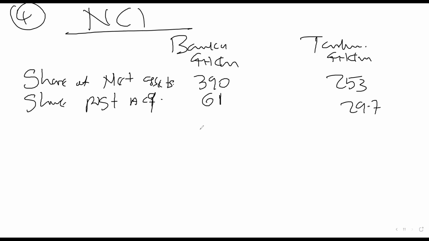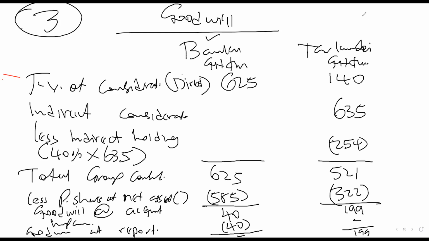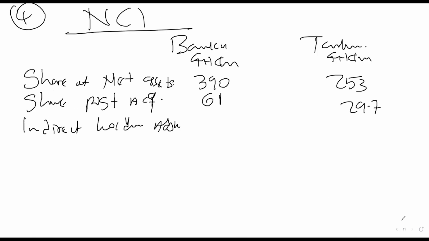Then you bring what you call indirect holding adjustment. Subtract it. You see, you subtracted it from a figure. Over here, you subtracted it from Tadi. But come and subtract it from Bokum. 254, right?